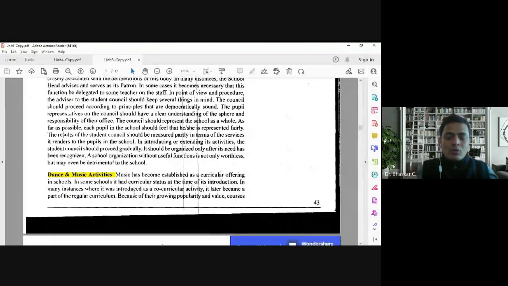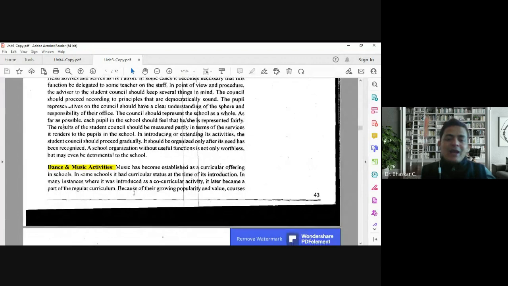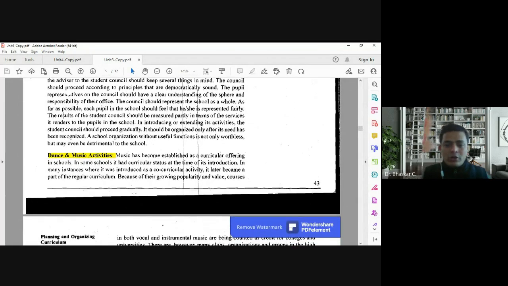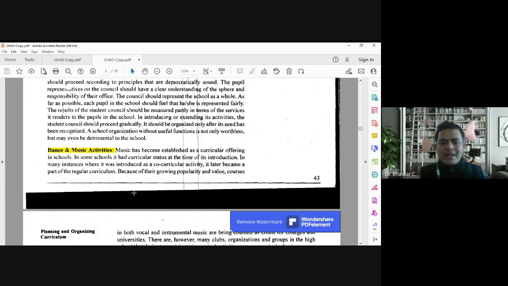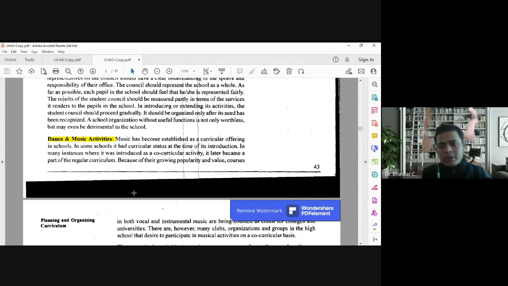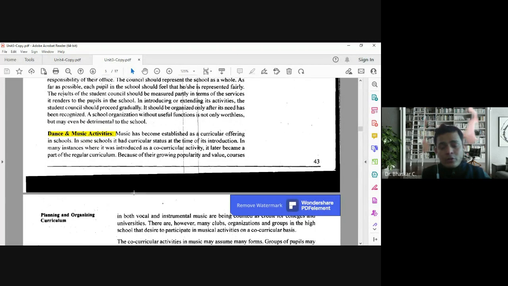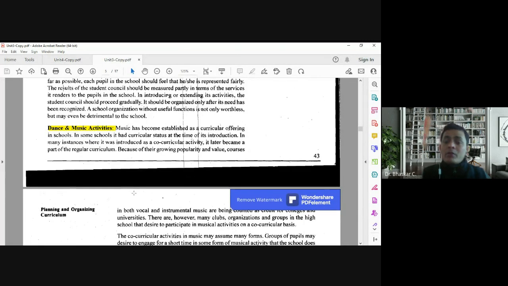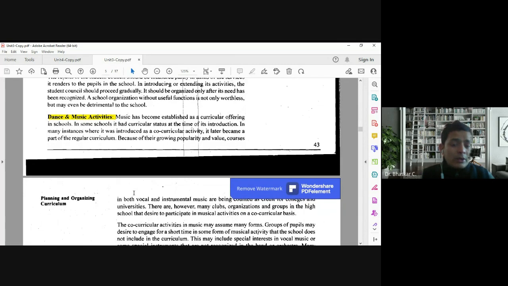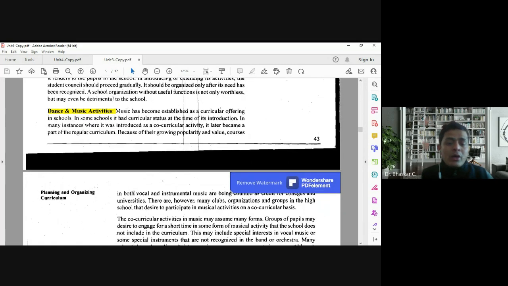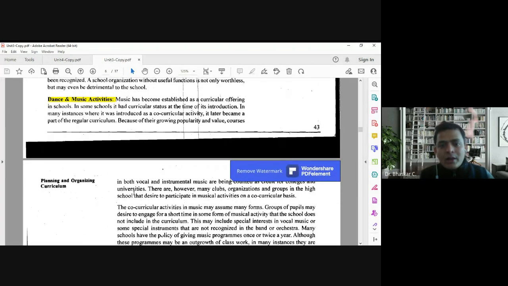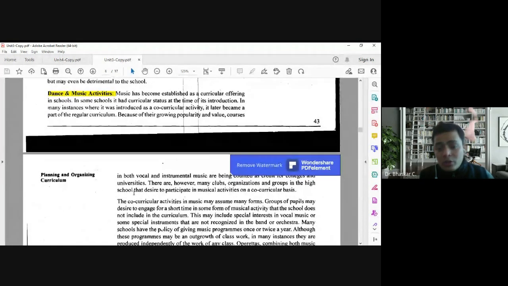Now let us come to the more interesting one, that is the dance and music activities. I hope I have already taken this point into notice. Through dance and music activities also, you can ensure the participation of learners in your institution. And believe me, when you organize such activities, in one way or another you are giving the learners an opportunity, a stage, where they can show what good they can do.